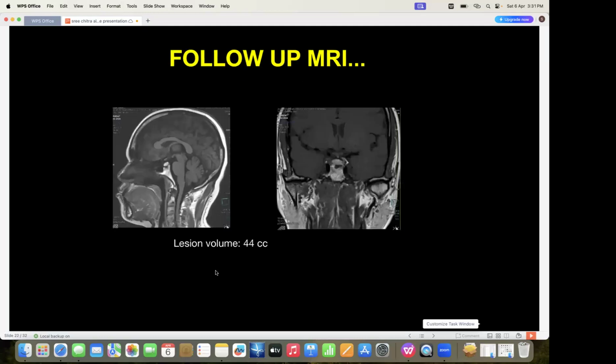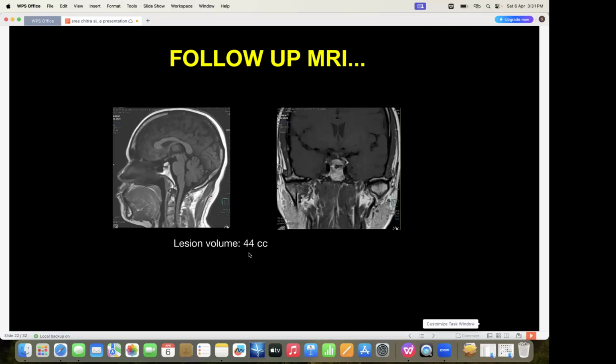And this is the second MRI. In the second MRI, these are both plain T1 images, T1 and another T1 sequence. So what happened to the lesion? This again is 0.44, not 44, 0.44 cc. Its size is decreased. After symptomatic treatment only, the size is reduced.